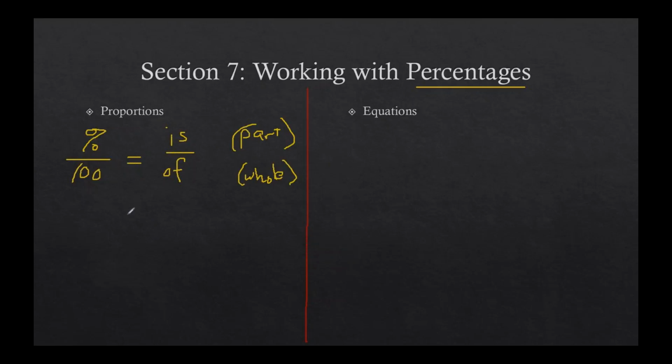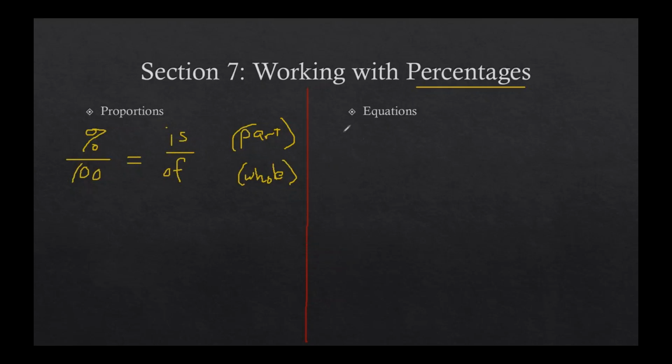And that should make sense in terms of percentages, right? 100% means all. The is and the of come from whatever follows the word is represents the part of the numbers, I guess, where of represents the whole thing. So kind of keep that in mind as we work through these.